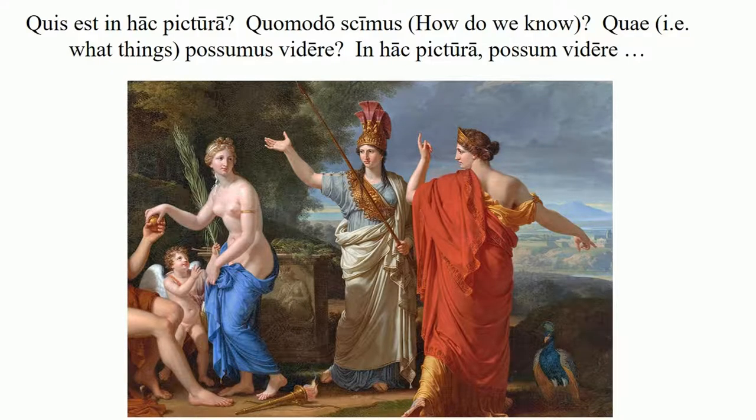And by the end of this unit, all of my students will be able to look at art that they have not seen before, and they will be able to describe what it is that they see, if only in the most basic of ways. Quis est in hac pictura, quomodo scimus, quae possumus videre, id est quae symbola possumus videre.